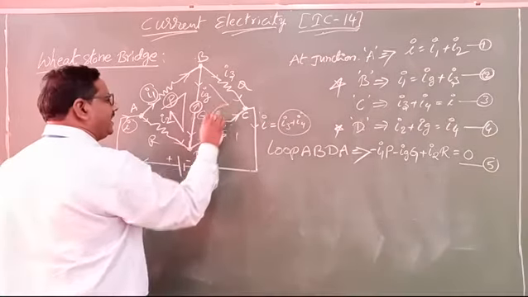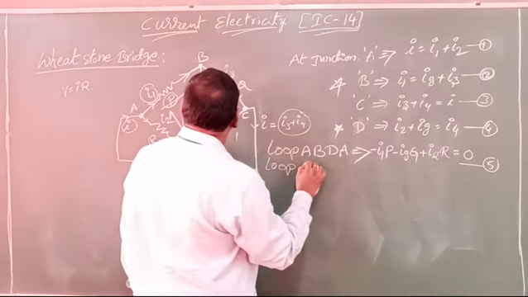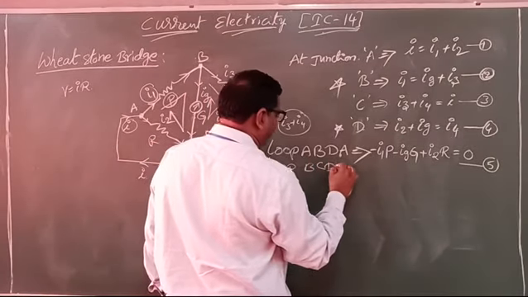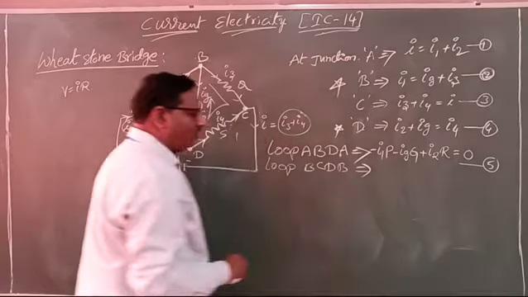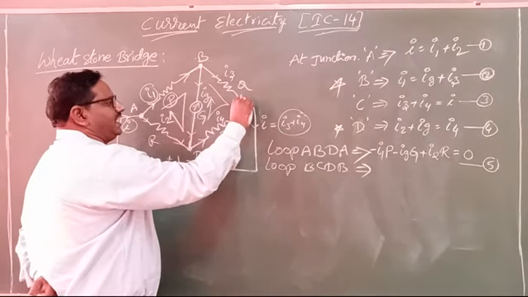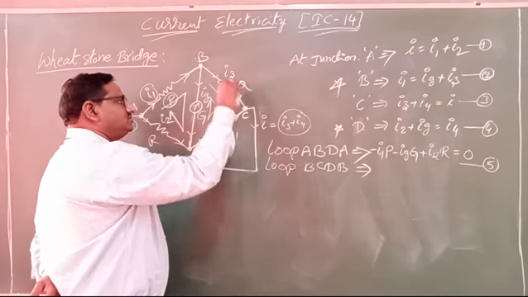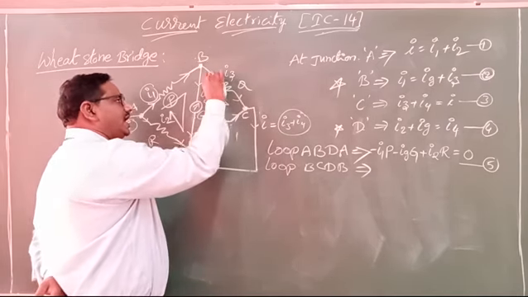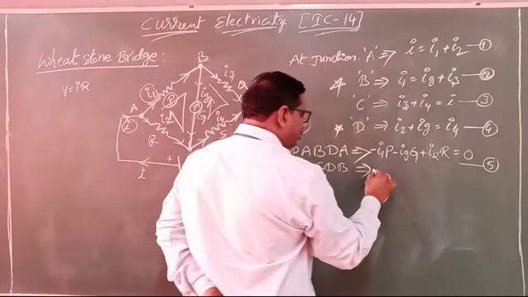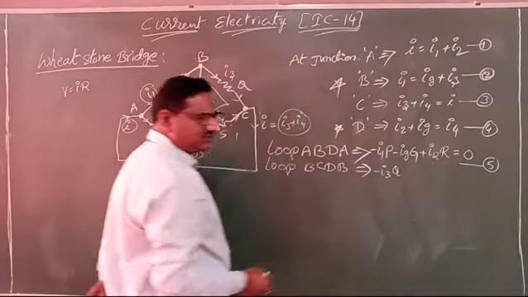Similarly, we will apply one more loop, the loop BCDB. Very simply, I will start from B to C. The current and our movement are in the same direction, so minus I3Q. Okay.